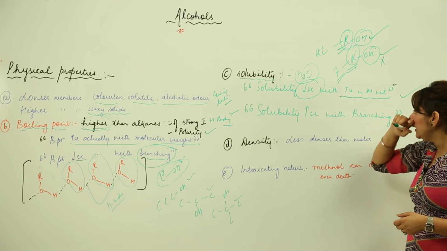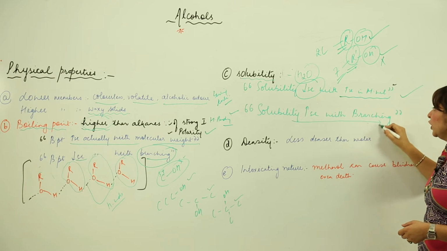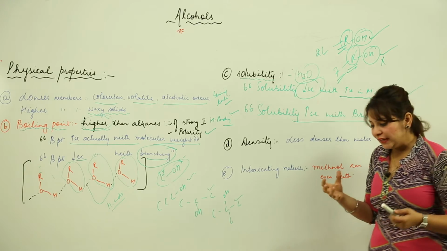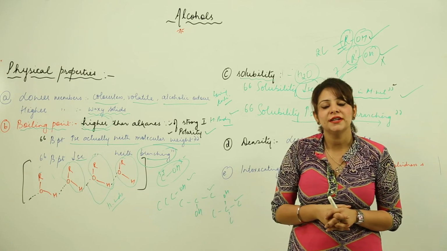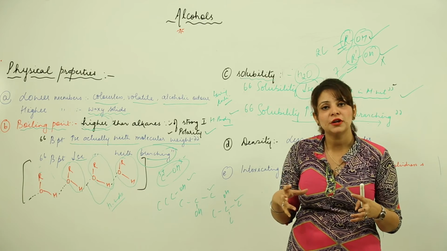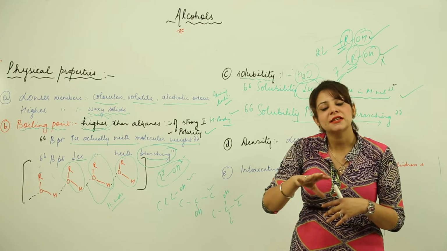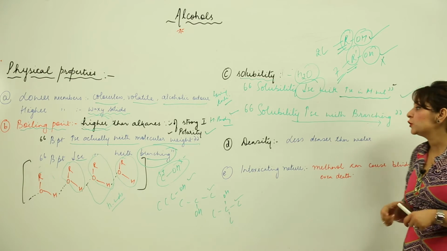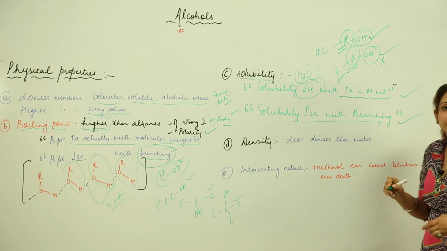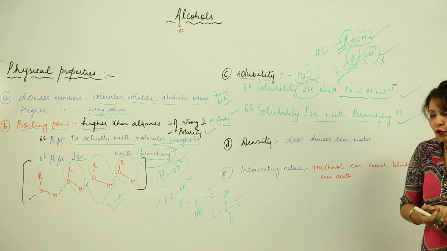And solubility increases with branching actually. When they are branched, they are closer to each other. When they are closer to each other, the surface area of the hydrocarbon chain gets reduced, and it allows the hydrogen bonding to occur. So branching can increase the solubility in water because more hydrogen bonds can be formed.